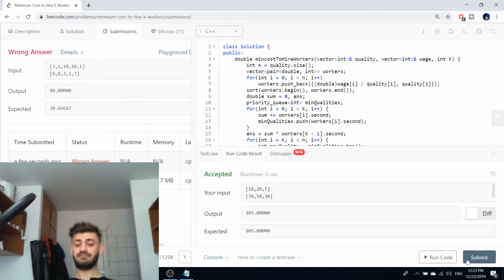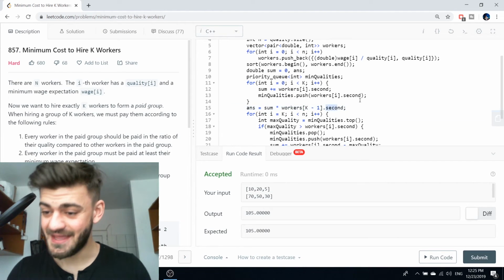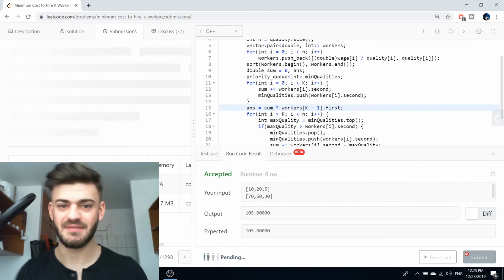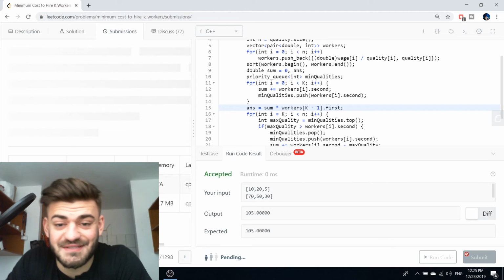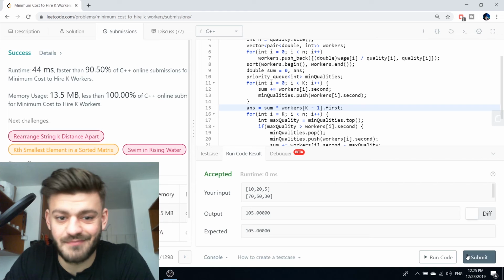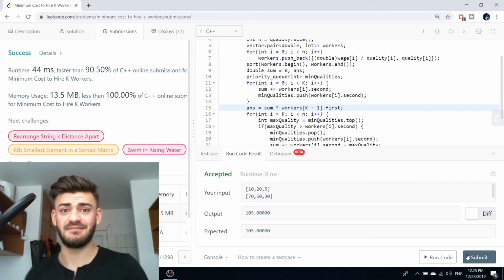And I have a wrong answer. So, big mistake here. This is going to be first, right? Because I'm taking the x. Now, let's submit this one. Hope for the best now. And it worked, guys. Faster than 90%.